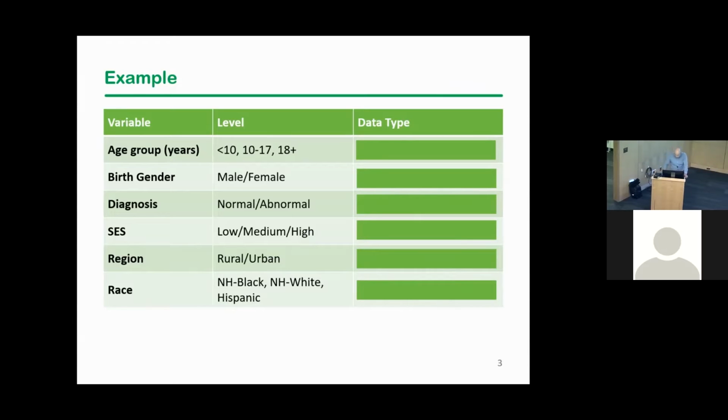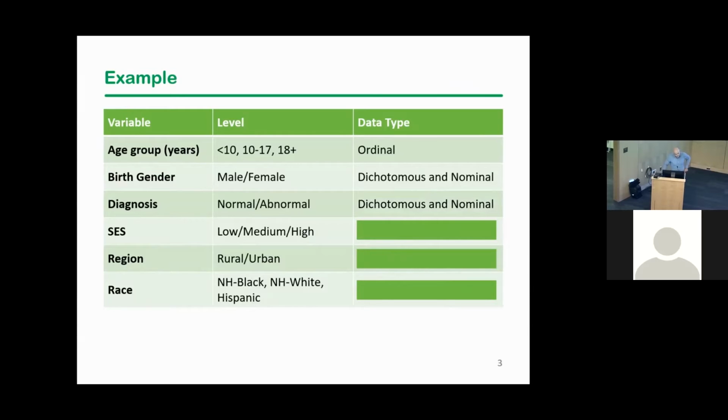I heard it over there. I think she's cheating because she's a statistician, but yes, it's ordinal. What about birth gender? It's binary. It can also be nominal, right? So it's both binary and nominal. These groups are not always, with respect to nominal and dichotomous, mutually exclusive.